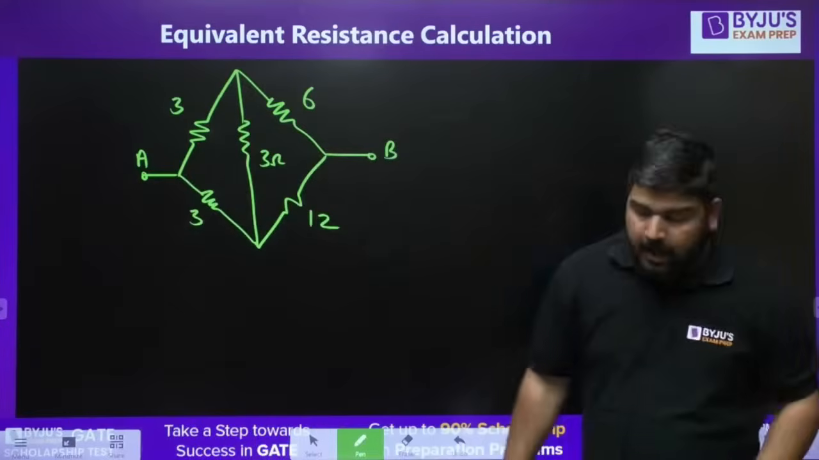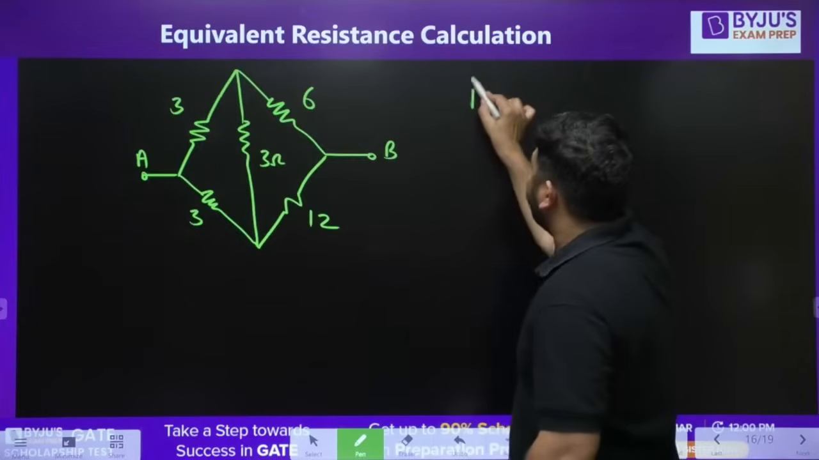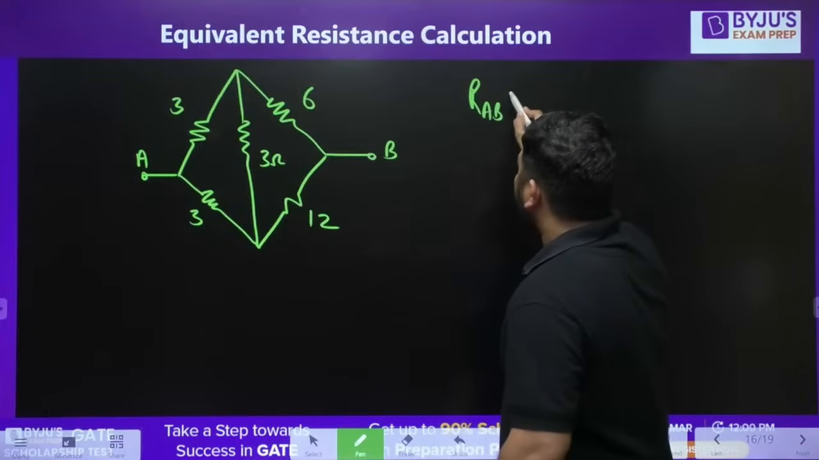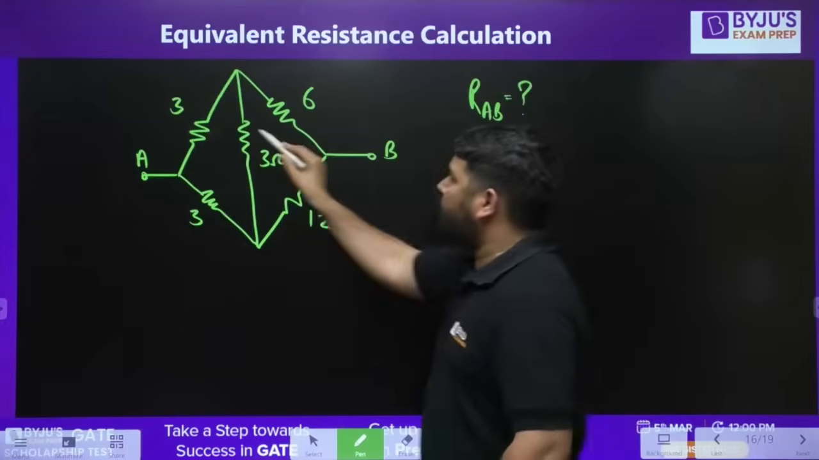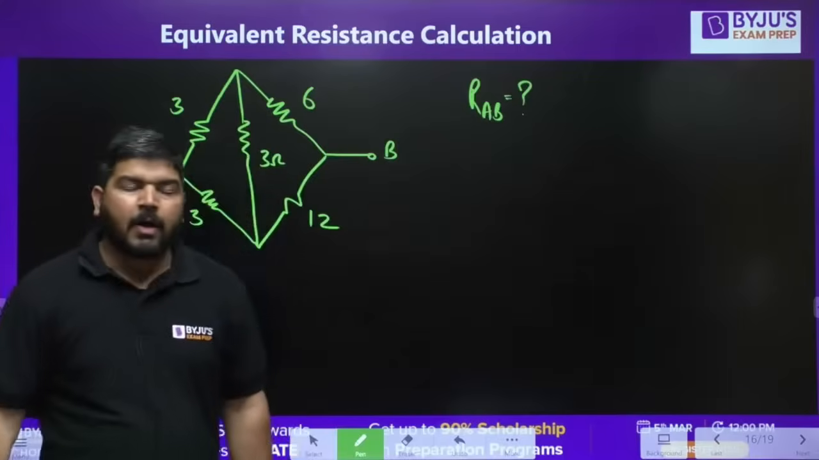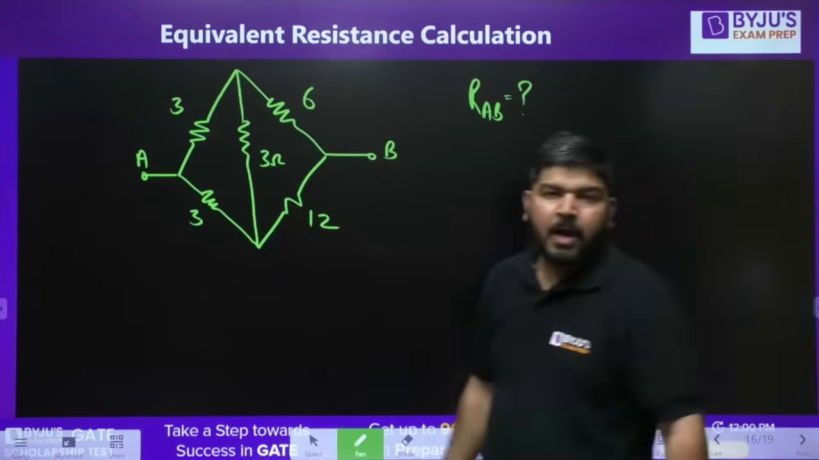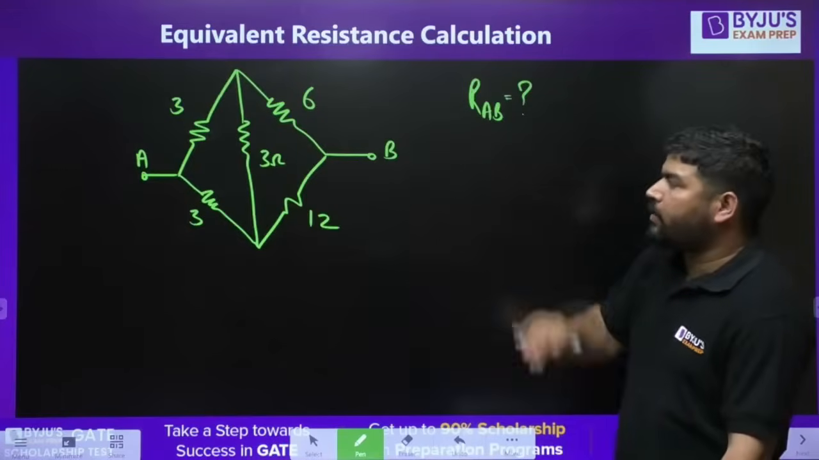It means you cannot remove this 3 ohm. If you want to calculate RAB, you cannot remove this 3 ohm. You have to take care of this 3 ohm also. Now how to calculate the equivalent resistance in this case, since this is not a balanced bridge?